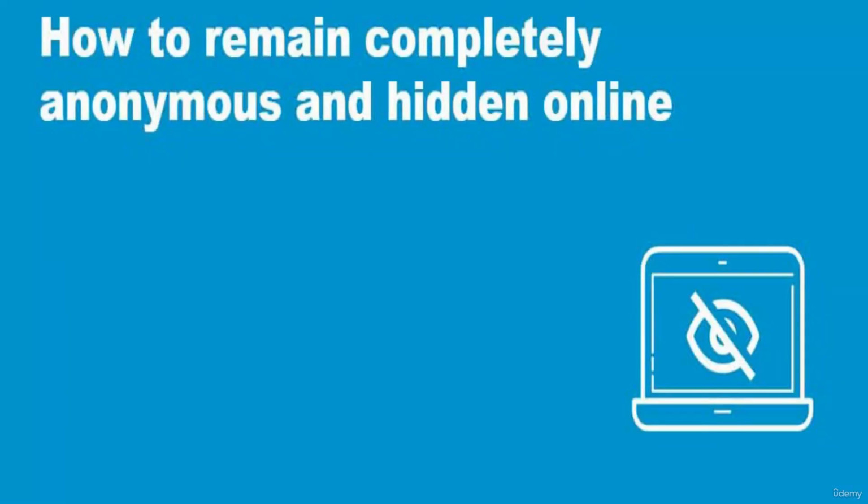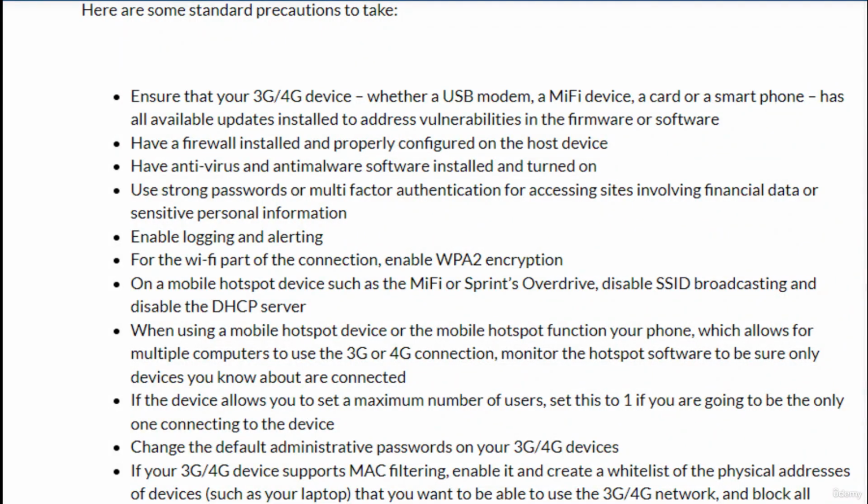Let's talk about cellular networks and IT security. Here are some standard prerequisites to take. Ensure that your 3G/4G device, whether a USB modem, a MiFi device, a card or a smartphone, has all available updates installed to address vulnerabilities in the firmware or software. Have a firewall installed and properly configured on the host device, and have antivirus and anti-malware software installed and turned on.